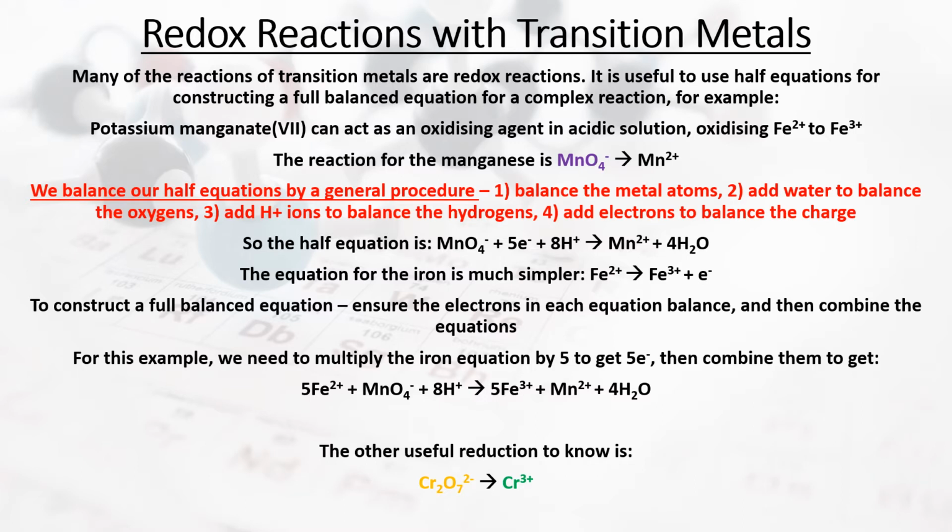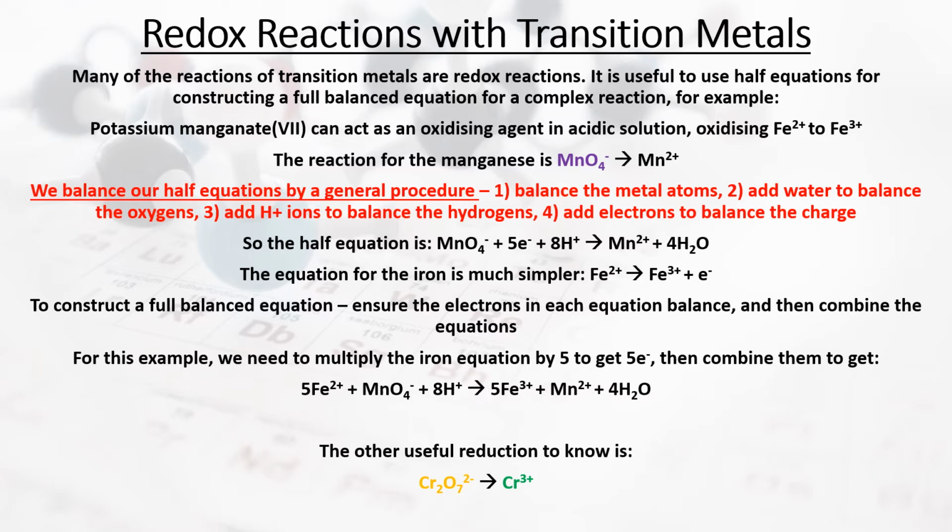In the previous example, we had this reduction of the vanadium in acidic zinc solution. And so we add H+ ions to balance out the hydrogens. In our case here, we added 4 water molecules to balance out the oxygens. Therefore, we have 8 hydrogen atoms on the right-hand side. So we have to add 8 H+ ions on the left-hand side. And then the final thing to do is to add electrons to balance the charge.